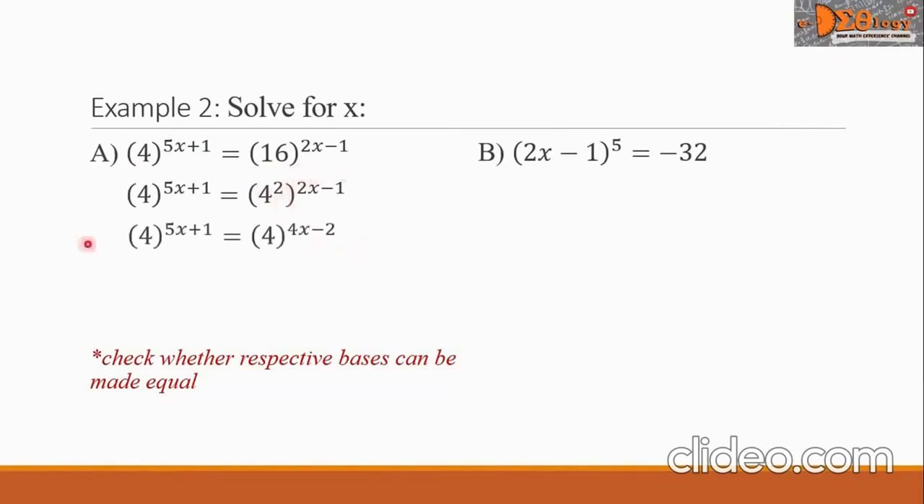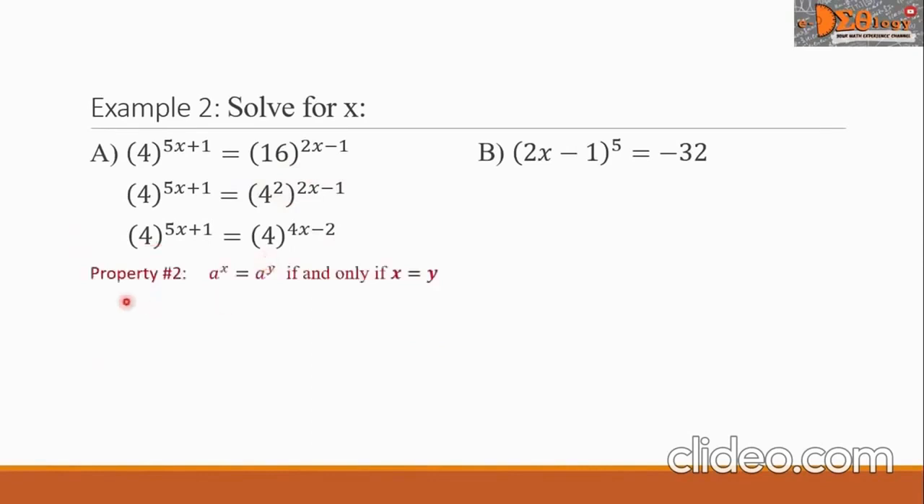On this line, we can see that the bases are now equal. And according to property number 2, a raised to x equals a raised to y if and only if x equals y. It means to say, we can copy the exponent 5x plus 1 in here and equate that with the exponent of the right side, 4x minus 2. And from here, we will solve for x.